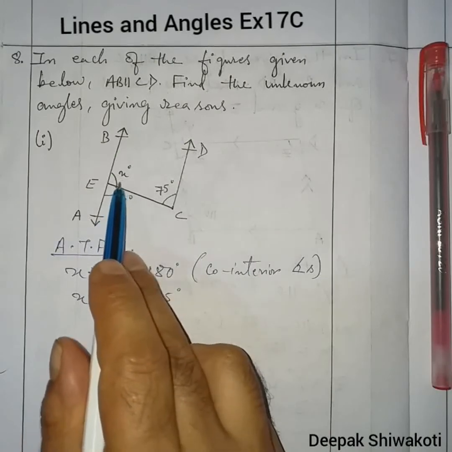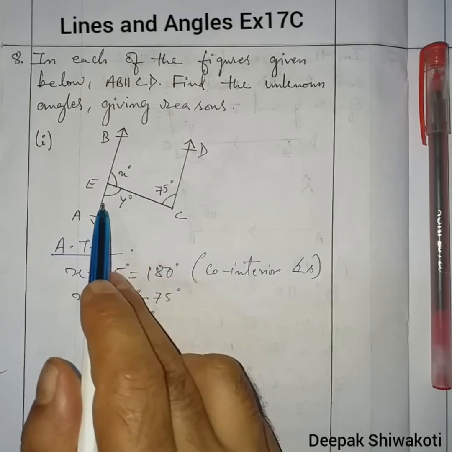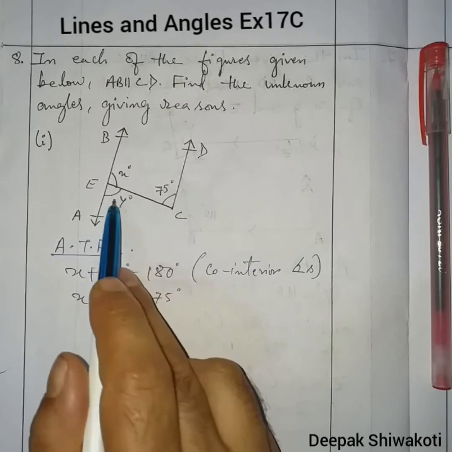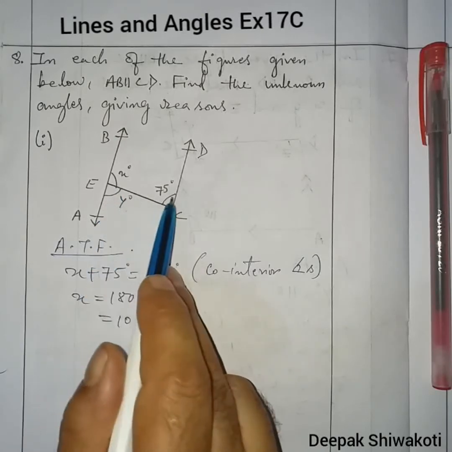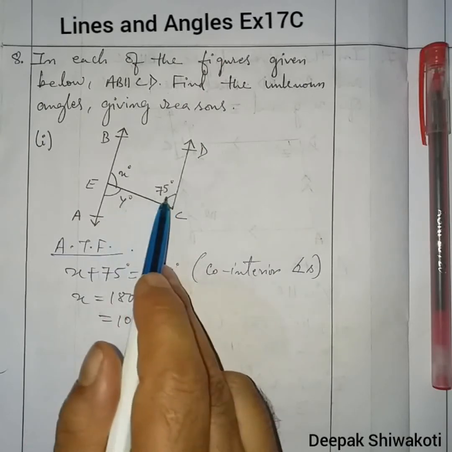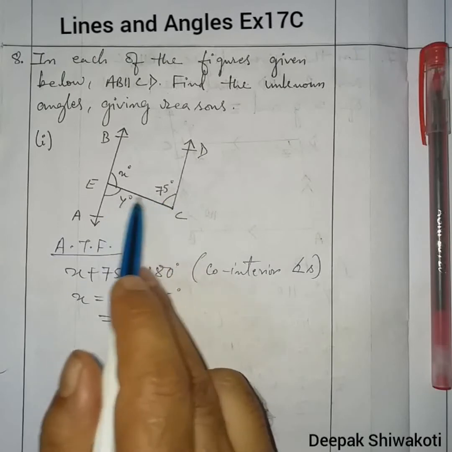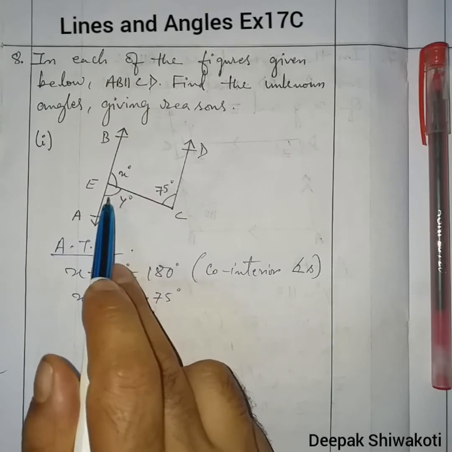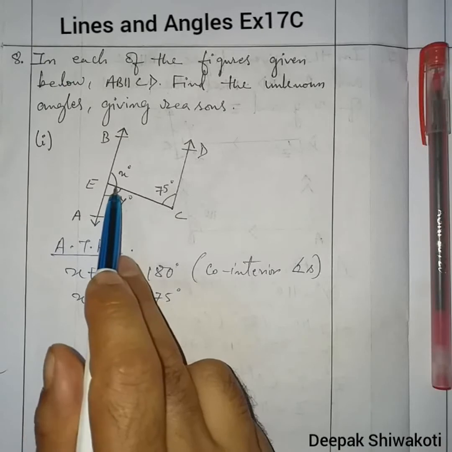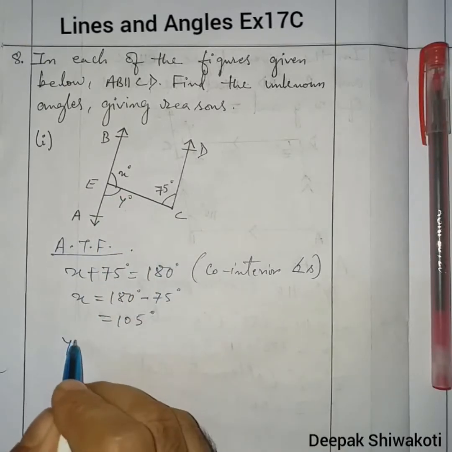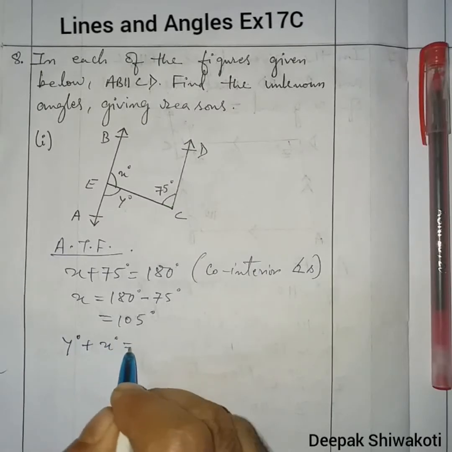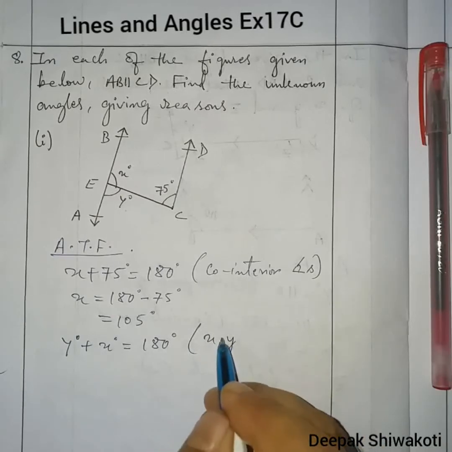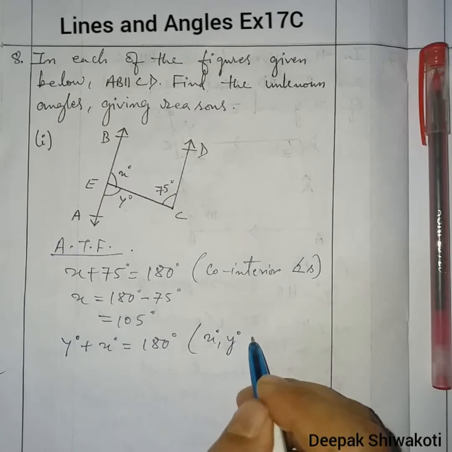For Y, X plus Y is equal to 180 degrees, because these two are a linear pair, or you can go for these two also. These two are alternate angles. So Y is equal to 75 degrees, because these two are alternate angles, or you can go for the linear pair of X plus Y. Let us see whether it will come to 75 or not. Let us go for the linear pair. Y plus X is equal to 180 degrees, as X degrees and Y degrees are a linear pair.